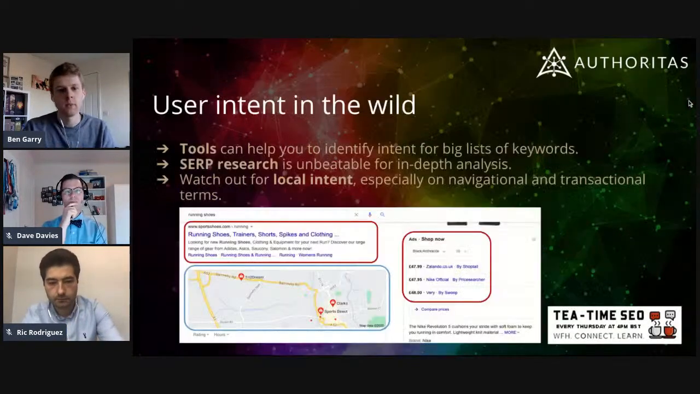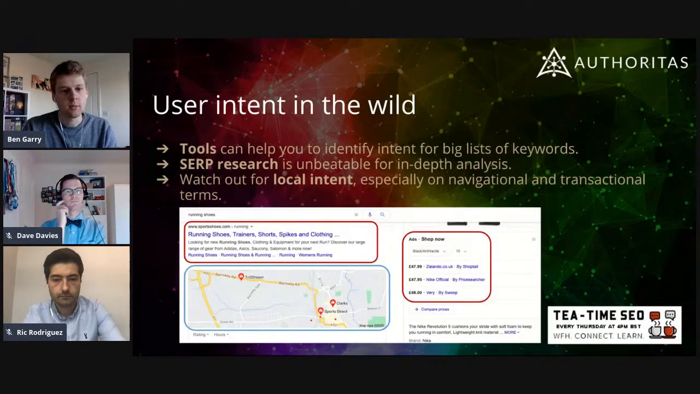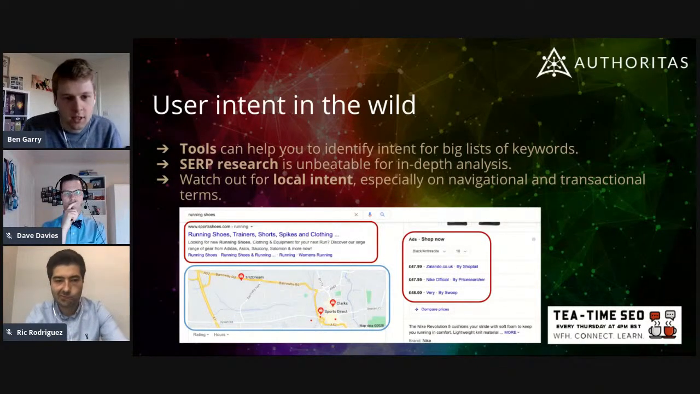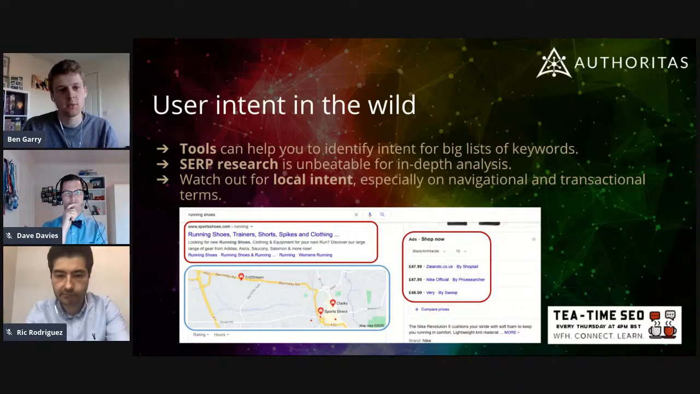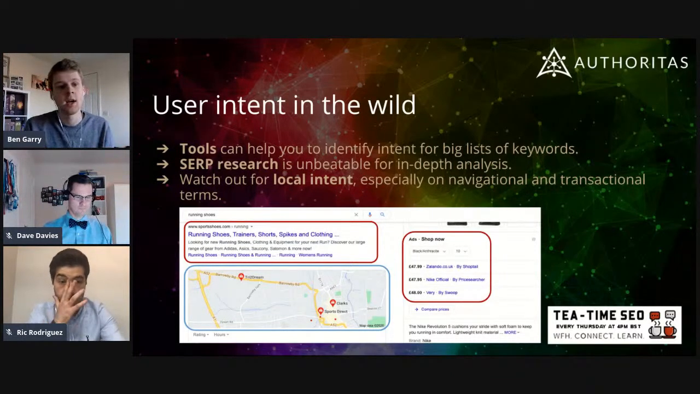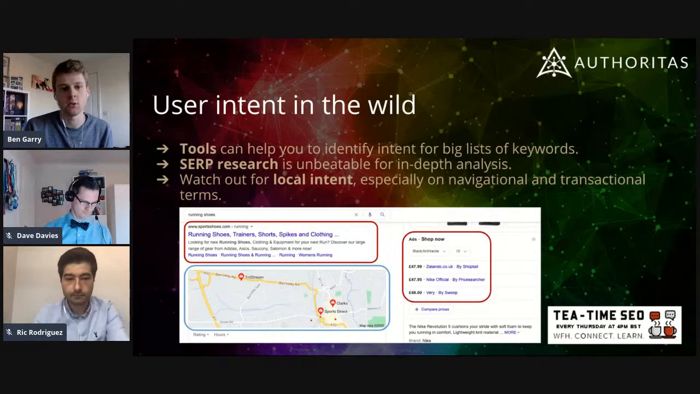Here I've put an example of user intent in the wild. It's a little bit small on the screen there, but I've searched for running shoes. You can see in the red boxes, the top ranking result there is an e-commerce category, and on the right, we've got some shopping ads from Google. These are the signs we can be looking for to understand what search intent Google is seeing in a query and what we might need to be doing in order to rank.